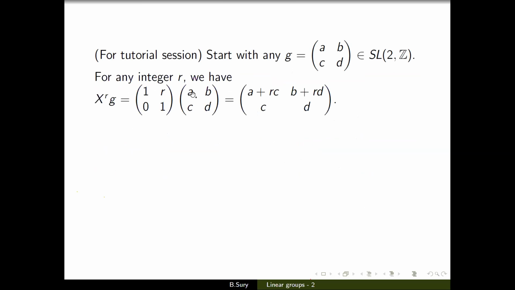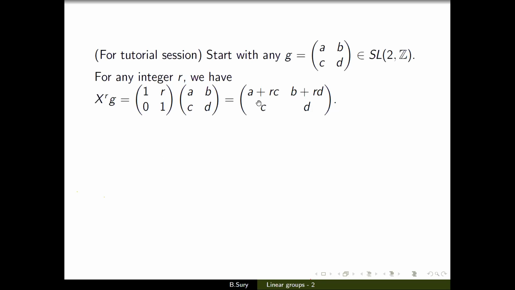First of all, for any integer r, multiply by X power r. X power r is how much? 1, r, 0, 1. I mentioned it, right? 1, 1, 0, 1 to the power r is 1, r, 0, 1. In fact, 1, t, 0, 1 is the additive group of t. So this you can just check. What are you doing now?